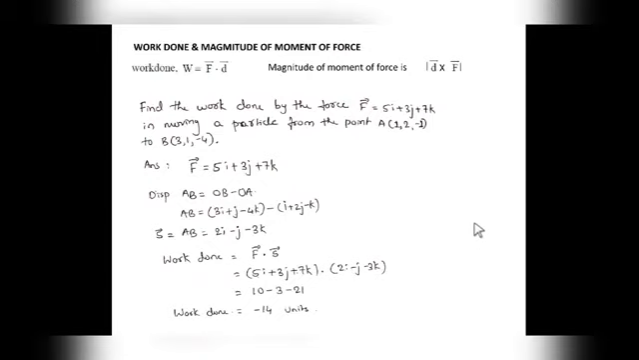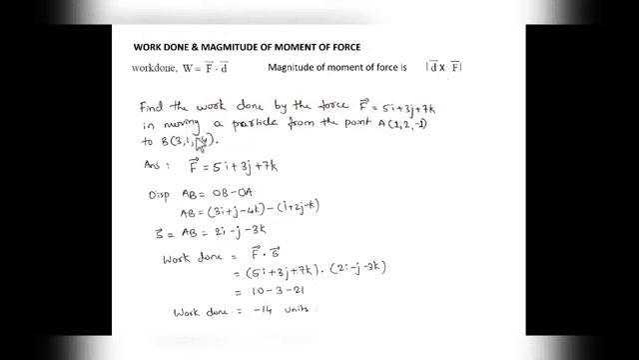Now we'll move on to the next concept, that is work done and magnitude of the moment of the force. To find work done as well as magnitude of moment of the force, we have these formulas. Work done is equal to force into displacement; this is the dot product. Magnitude of moment of force is magnitude of displacement into force; that is the cross product.